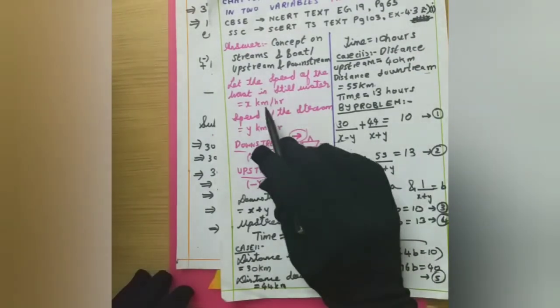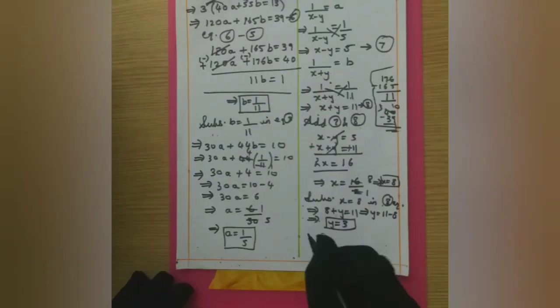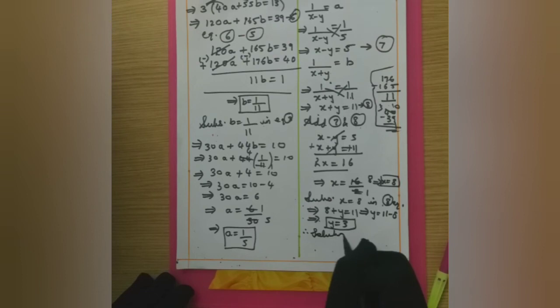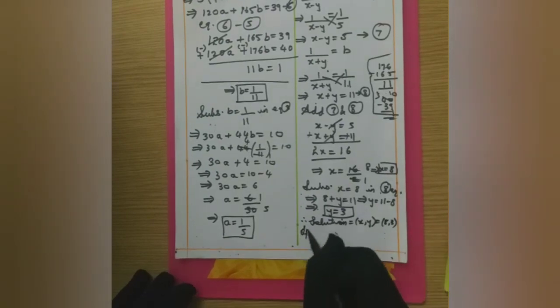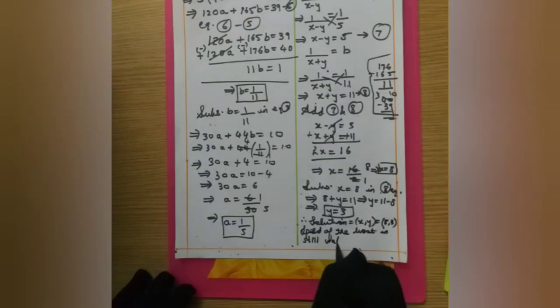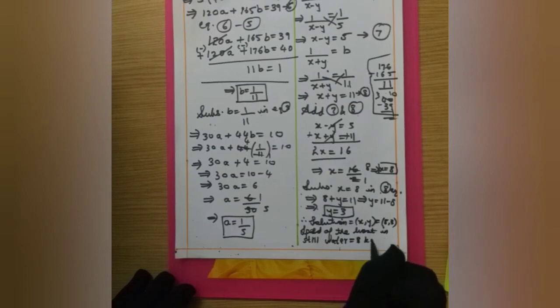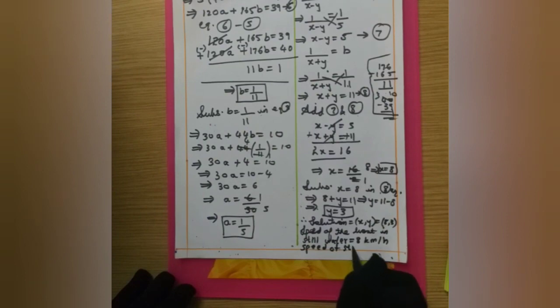So that only I assumed, right? Speed of the boat in still water I had assumed to be x, and speed of the stream I had assumed to be y. So what I will write finally? Therefore, solution is equal to x comma y, that is nothing but 8 comma 3. And then I'll write speed of the boat in still water is 8 km per hour. And then I'll write speed of stream is equal to 3 km per hour.